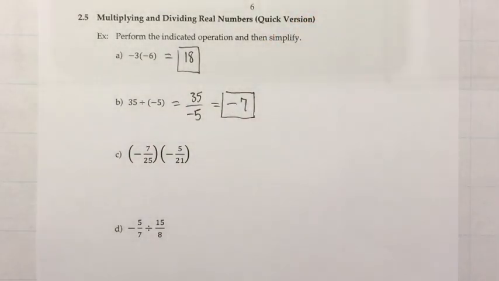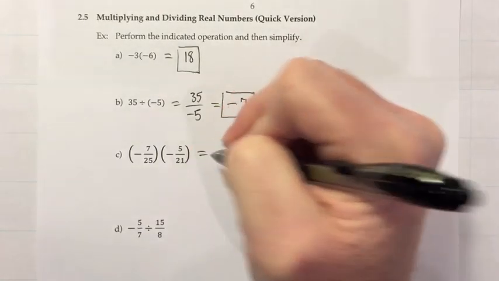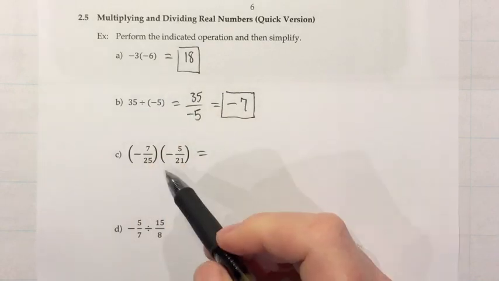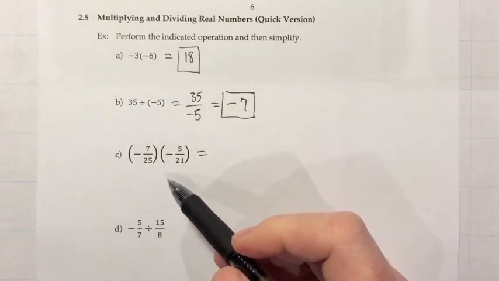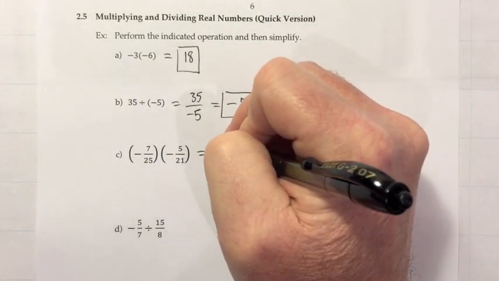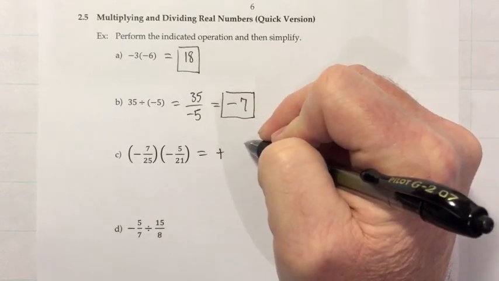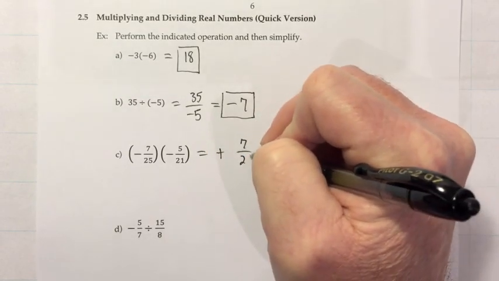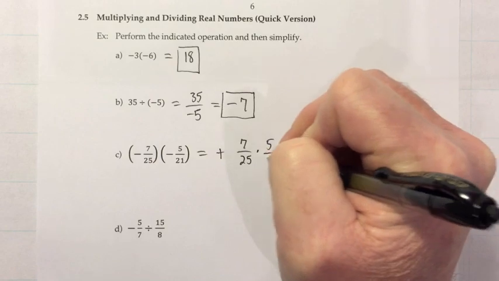Alright, and then moving on to the third one, we have a negative times a negative, so the answer is going to be positive. Just like up there. Doesn't matter that they're fractions, the same rule still applies. So a negative times a negative is going to be a positive. And then I just want to multiply 7/25 times 5 over 21.